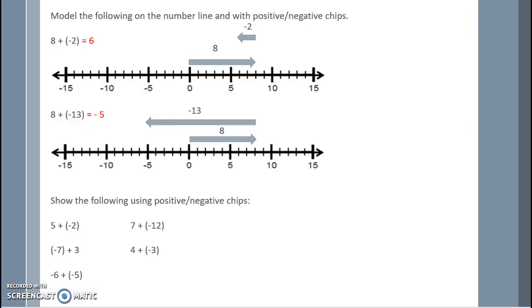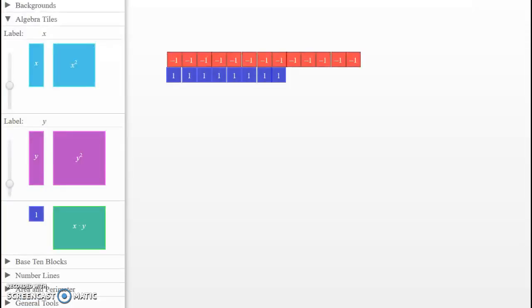All right, so we had -5 above. We did both of them with positive negative chips. It says now show the following using positive and negative chips. Okay, the first one is 5 plus -2.